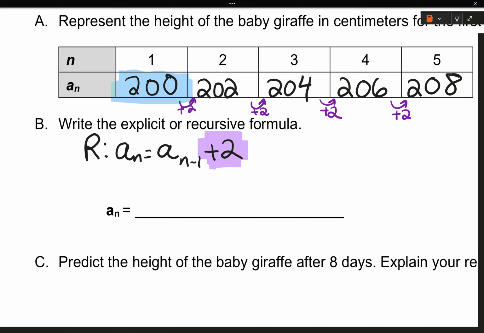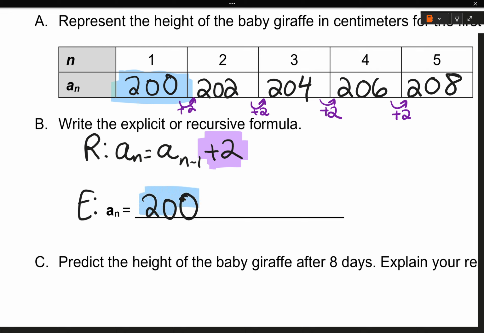Why do I not like the recursive formula as much? Well, it can only help me find the next term. I prefer the explicit because I can find whatever term I feel like using the explicit. So I could have asked you how big the giraffe is in a year. That's 365 days. Imagine continuing the pattern for 365 numbers. OMG. So, instead, I would have used the explicit. On that note, let's write the explicit.